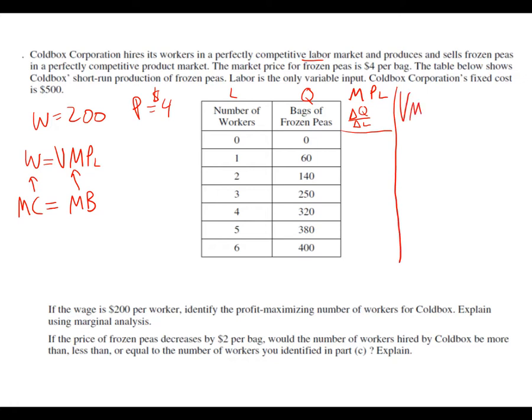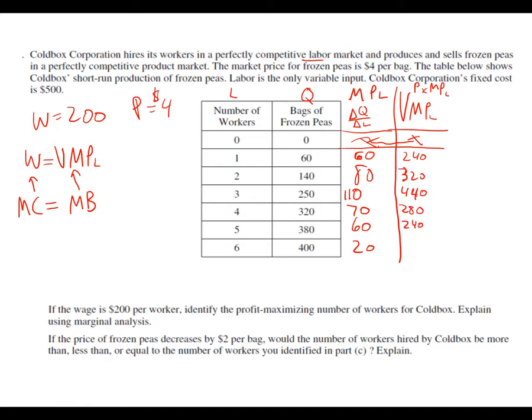And then I want to know the value of the marginal product of labor, which is the price times the marginal product of labor. We don't really care about that first thing there because there's no such thing as a negative one worker, right? So I care about the first worker. I'm going to quickly do the marginal product of each worker. And then I'm going to multiply all of those by 4 because that's the price. Okay, so 240, 320, 440, 280, 240, 80.